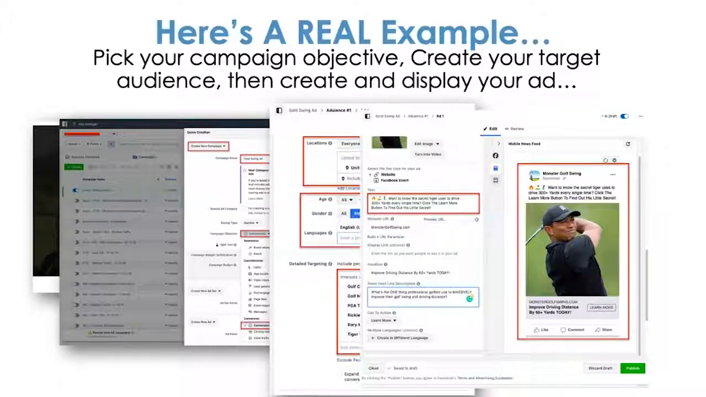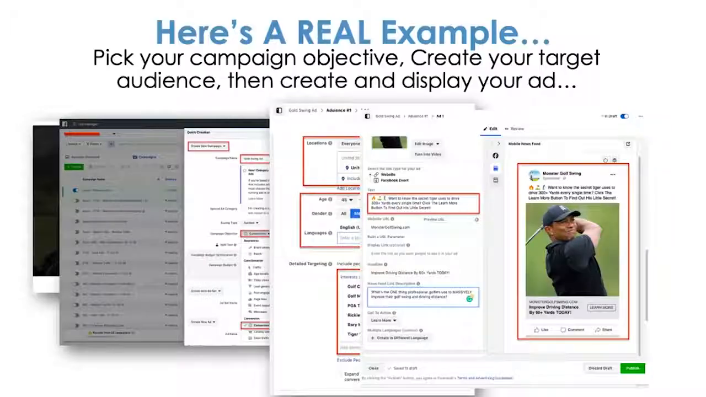If I am interested in learning how to drive the ball farther, and somebody says, "Want to know the secret Tiger uses to drive 300-plus yards every single time?" But if I don't play golf, and I don't even know what driving is, or I don't want to drive farther because I'm already crushing it, I'm going to keep on passing. For example, if I don't want fast food at a cheap price, I'm going to pass the golden arches. I'm not going to go through the drive-thru. I'm not going to go through the funnel.